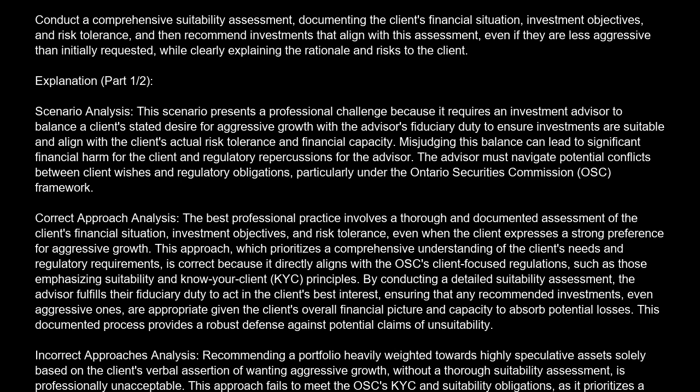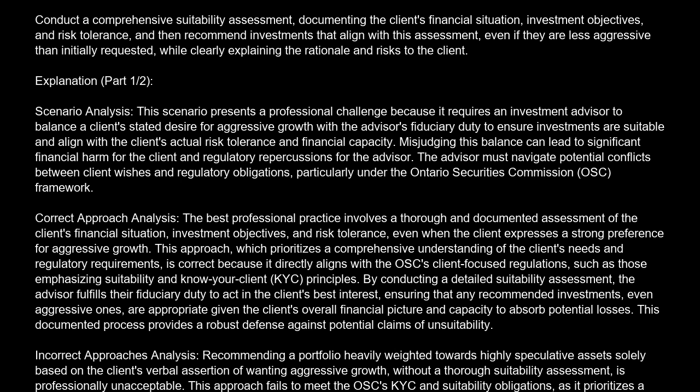By conducting a detailed suitability assessment, the advisor fulfills their fiduciary duty to act in the client's best interest, ensuring that any recommended investments, even aggressive ones, are appropriate given the client's overall financial picture and capacity to absorb potential losses. This documented process provides a robust defense against potential claims of unsuitability.